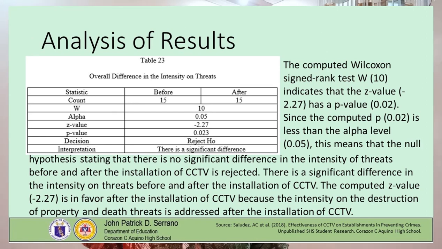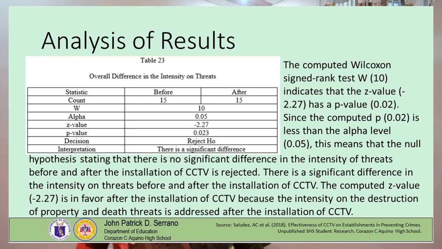The computed Wilcoxon signed rank test W10 indicates that the z-value negative 2.27 has a p-value of 0.02. Since the computed p of 0.02 is less than the alpha level 0.05, this means that the null hypothesis stating that there is no significant difference in the intensity of threats before and after the installation of CCTV is rejected. There is a significant difference in the intensity of threats before and after the installation of CCTV.